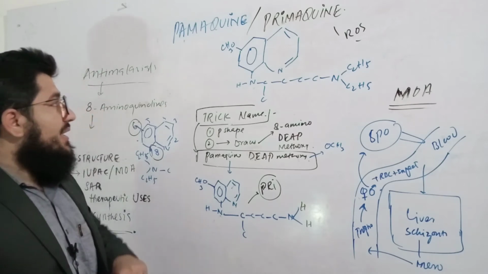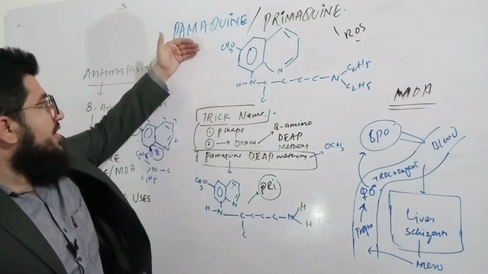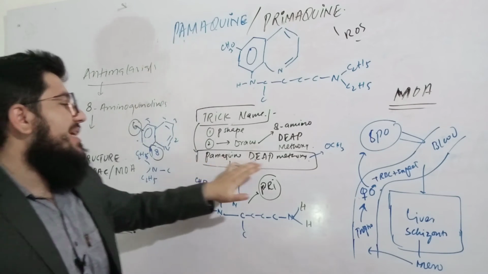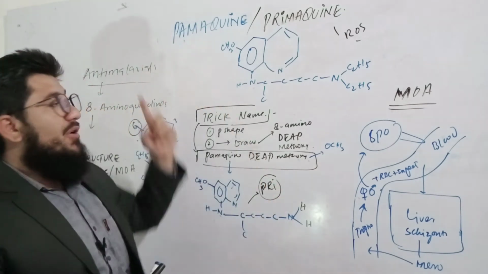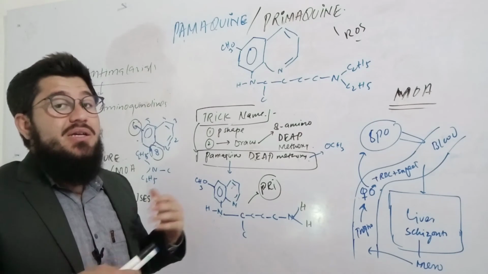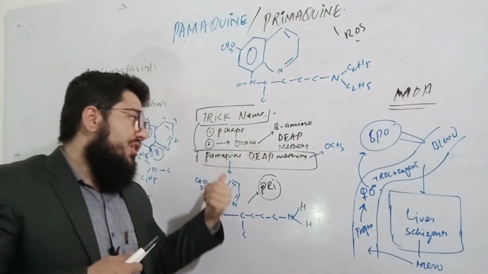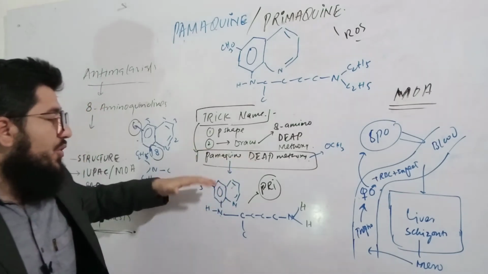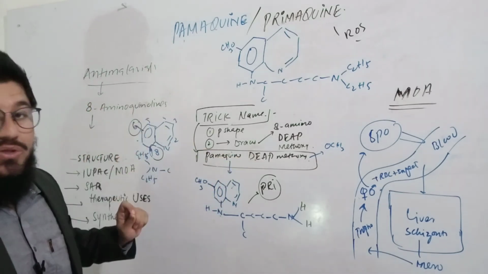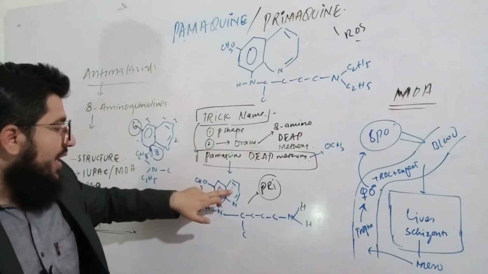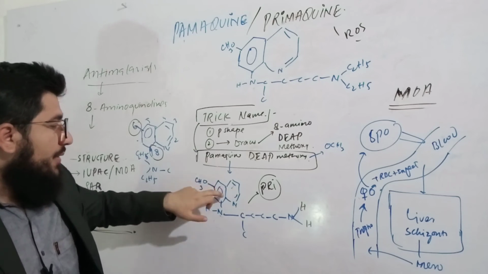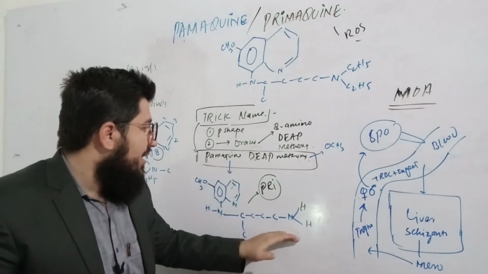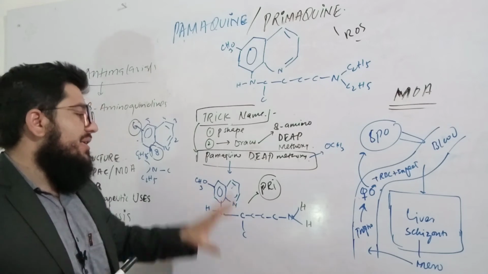Then we got a trick name for this pamaquine. That trick name was pamaquine DEP methoxy. So I have memorized not just pamaquine, I have memorized this pamaquine by the trick name, that is pamaquine DEP methoxy. Now from this trick name, I go through drawing the pamaquine structure. So pamaquine, I know it is 8-aminoquinoline. DEP is this, and methoxy is this. So we got the entire structure.